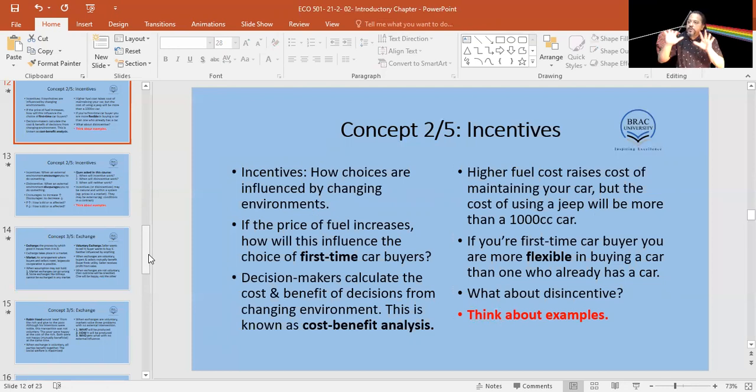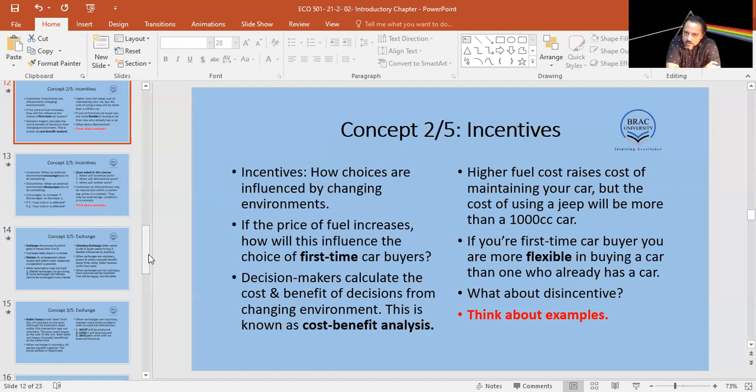So we have 2 types of people. One group have already bought a car, so they're like a sunk cost. Whatever decision they took in the past has gone. They can't get out of this decision now. But there's also another group in the market who haven't bought a car. They're first-time buyers. How will they respond? They will be more flexible compared to the population that already has a car.